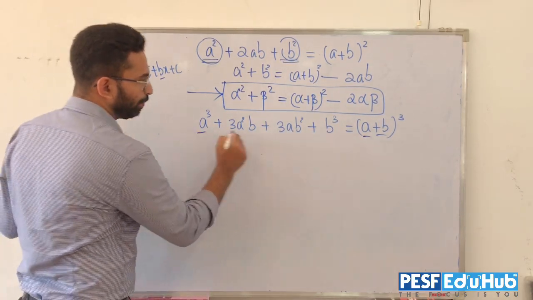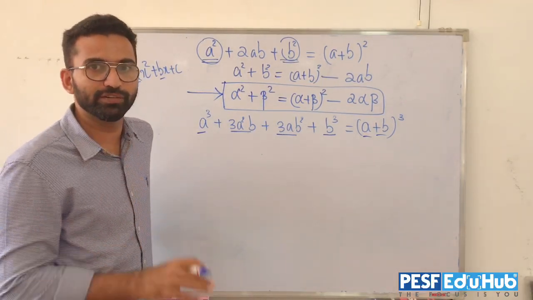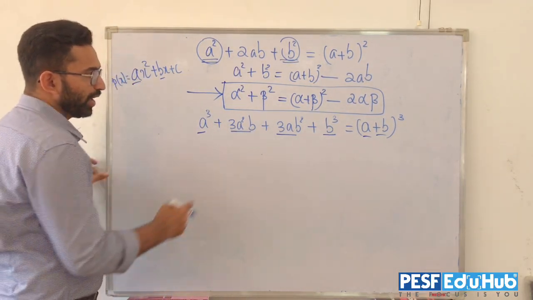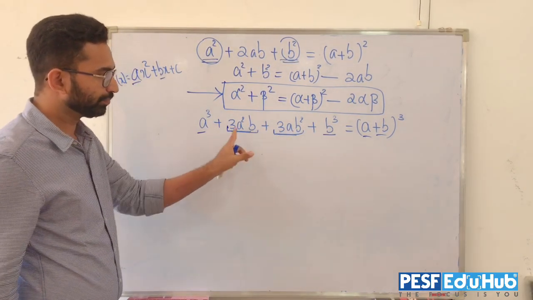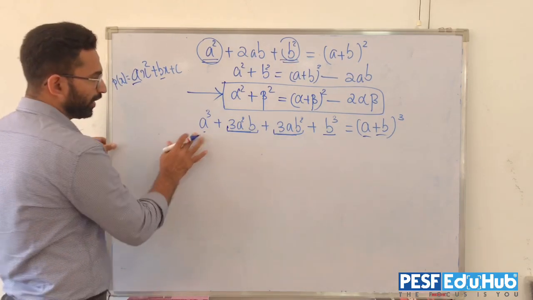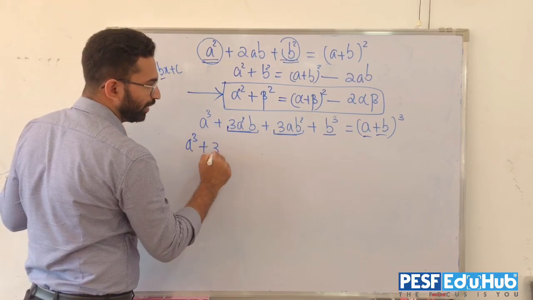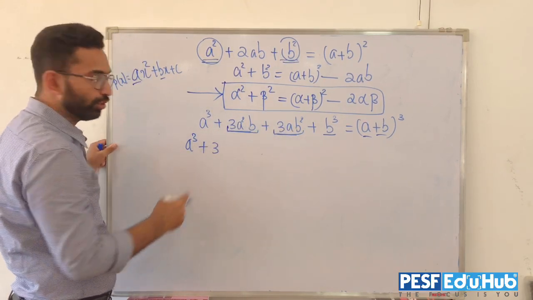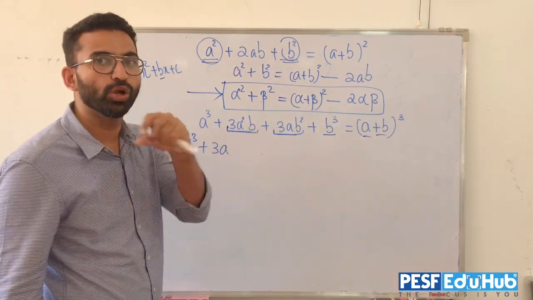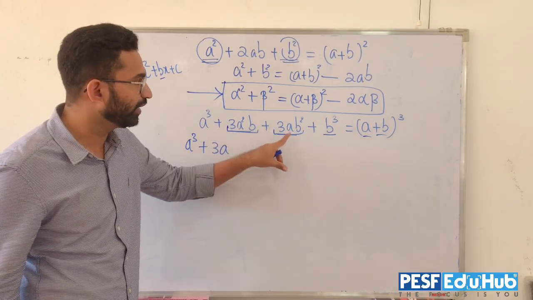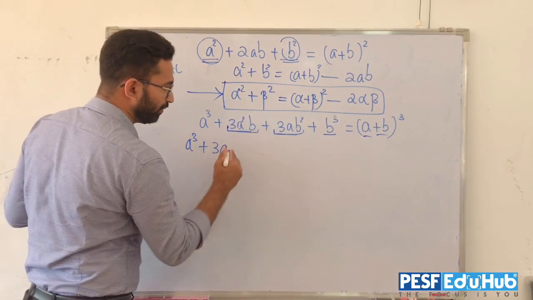Anyways, now I have a cube plus 3a square b plus 3ab square plus b cube equal to (a plus b) the whole cube. You have learned a formula like this. So what I am going to do now: I have the second term 3a square b, the third term 3ab square. I can see that there are two terms with something common, right? So I am writing a cube as it is, plus what is common here: 3 is common, a square is here, a is here, so a will be common. If there are two different powers of a variable, the lowest power will be common. Here a square, here a, so a is common.